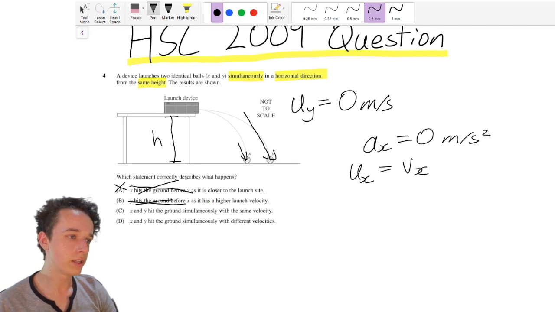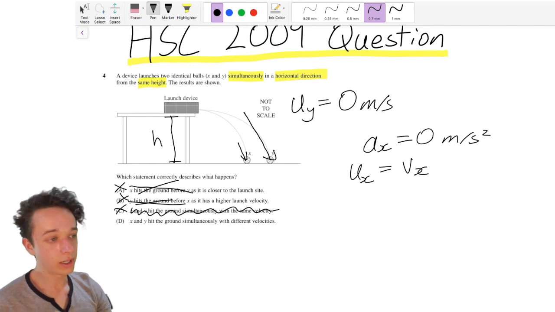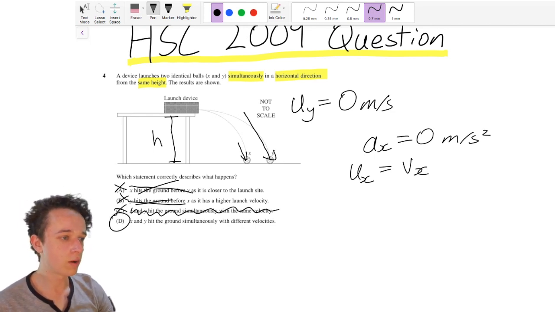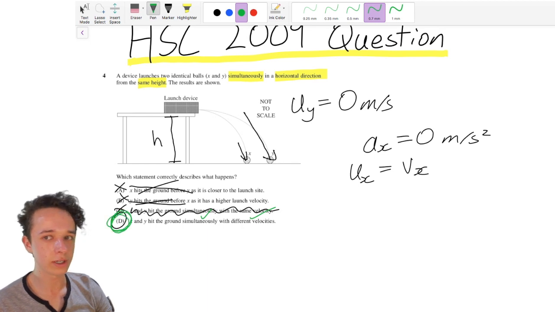So option C is ruled out. That leaves option D, right? X and Y hit the ground simultaneously, which we know is correct, with different velocities, which we also know is correct. So answer D is the correct answer here.